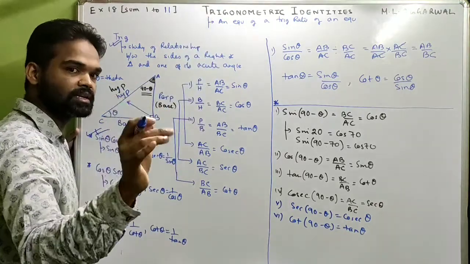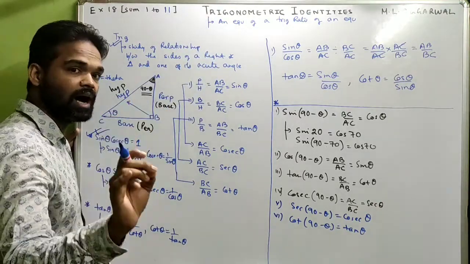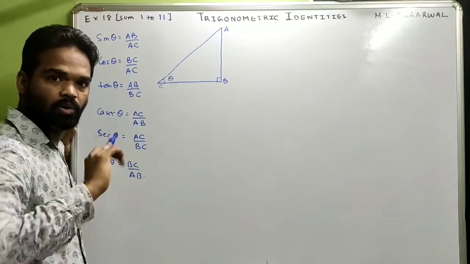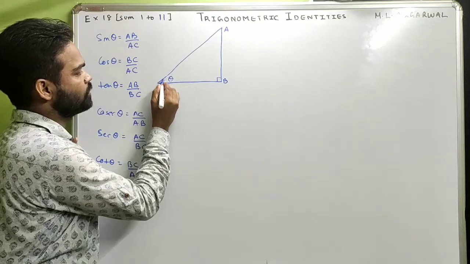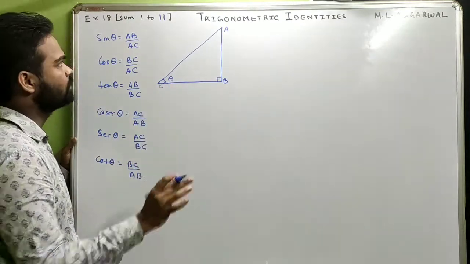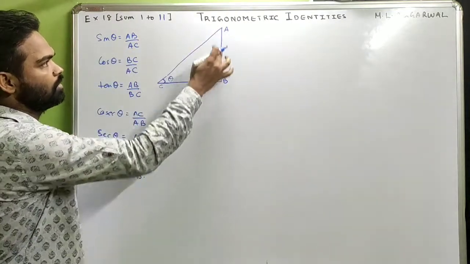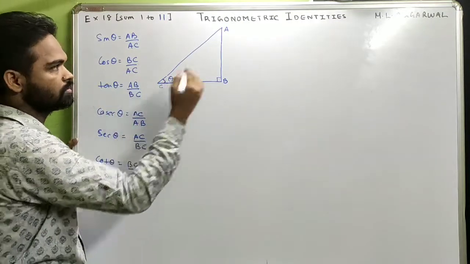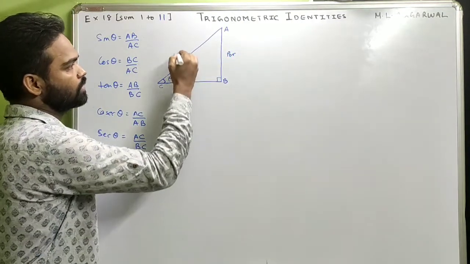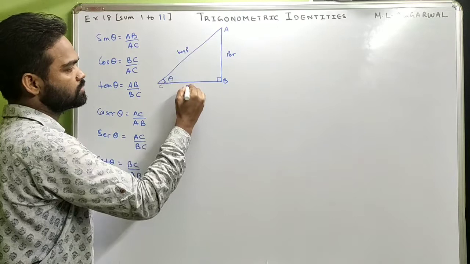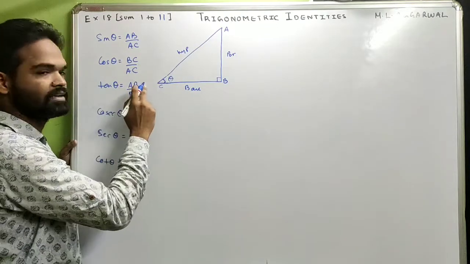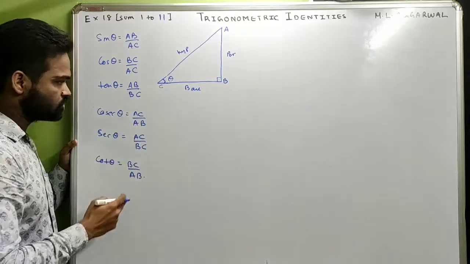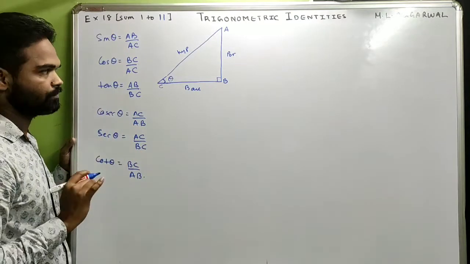Now let us derive the trigonometrical identities. Now look over here. I've taken a right angle triangle ABC, where C is an acute angle, which I've taken as θ. Then sin θ is perpendicular by hypotenuse. This is your perpendicular, this is your hypotenuse, and this is your base. Cos θ is base by hypotenuse, tan θ is perpendicular by base, and these three are the reciprocals of these three.